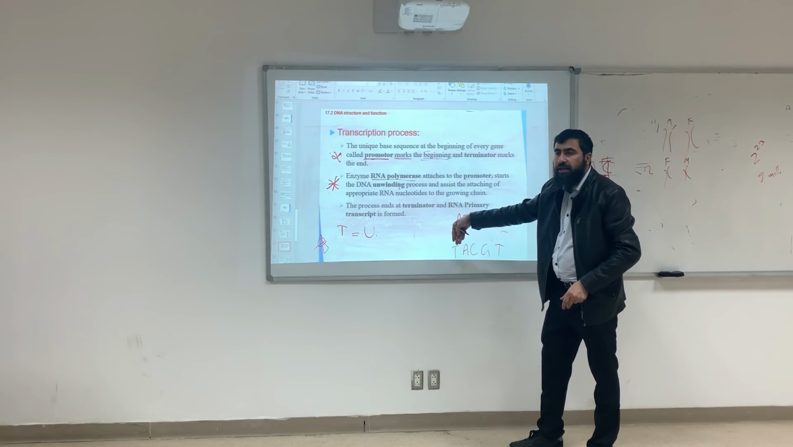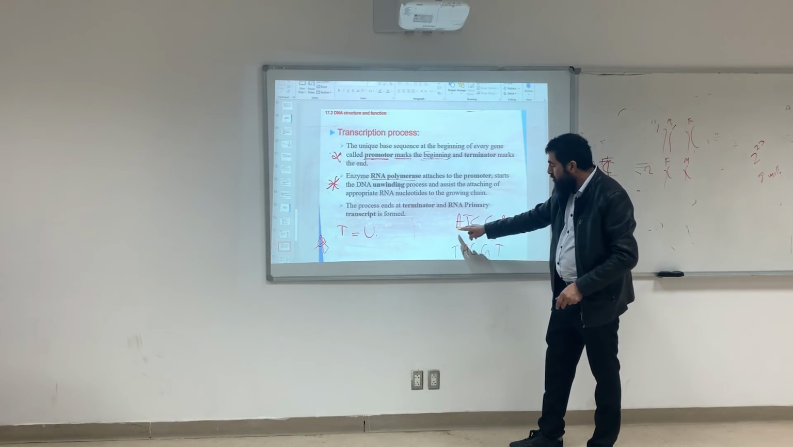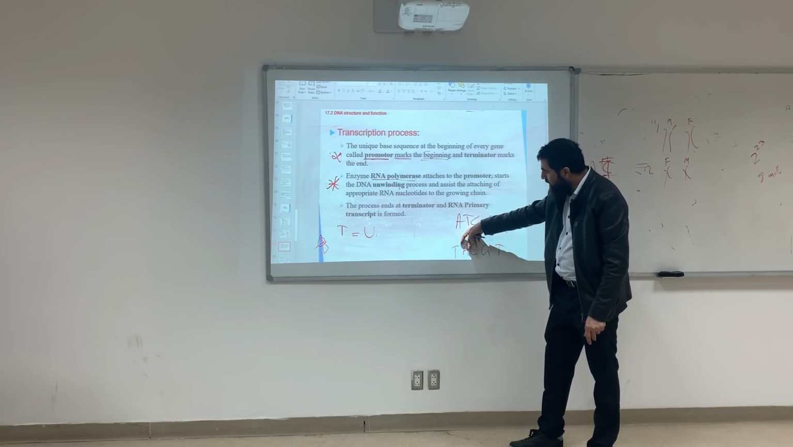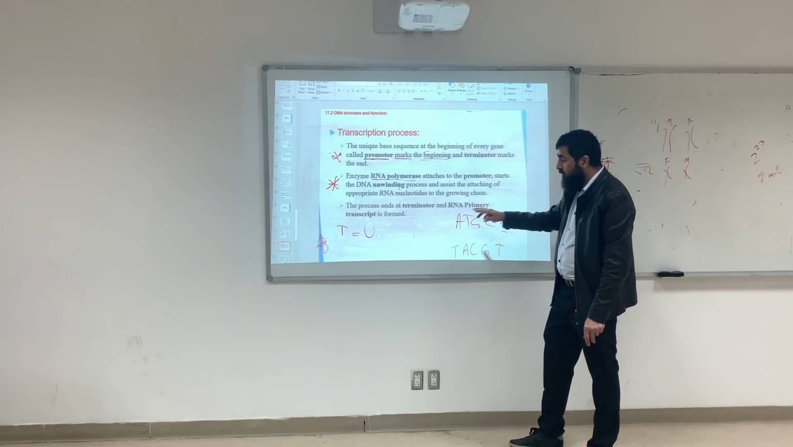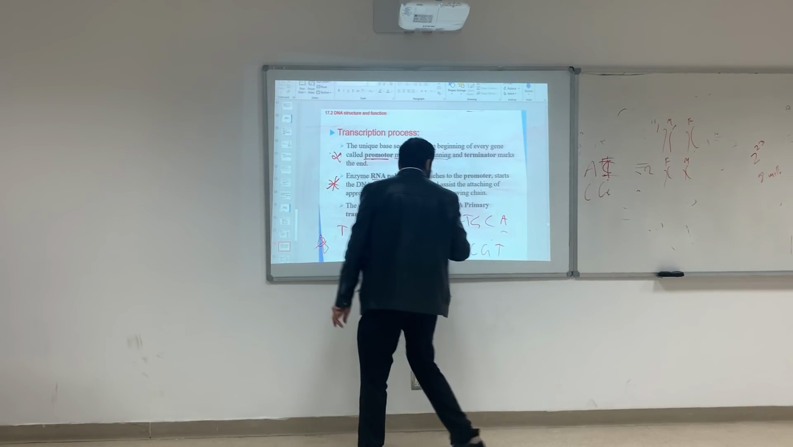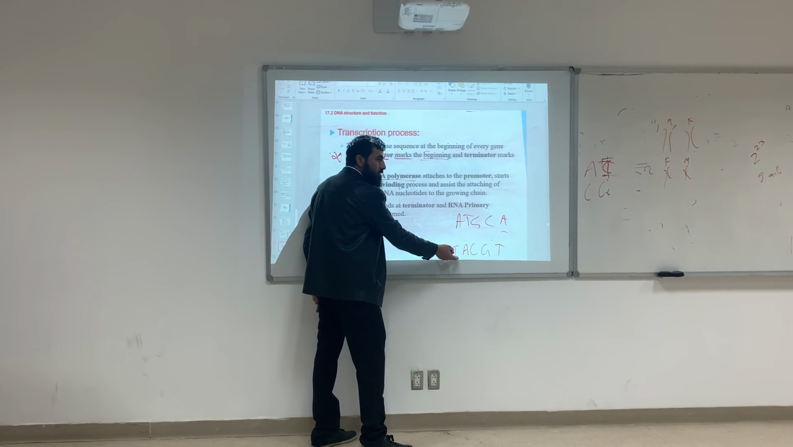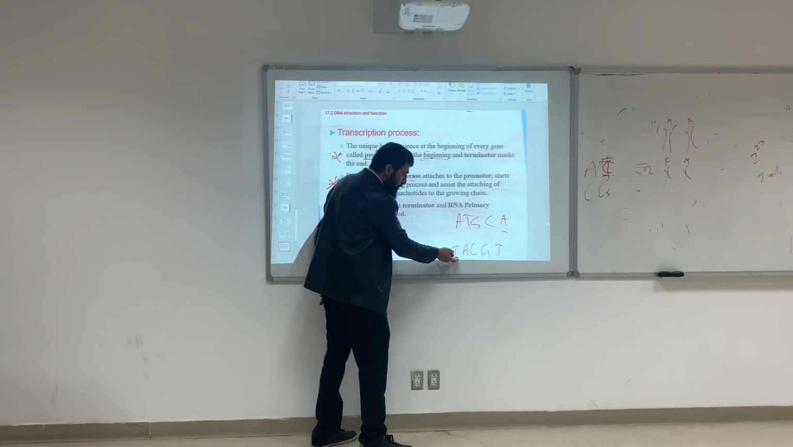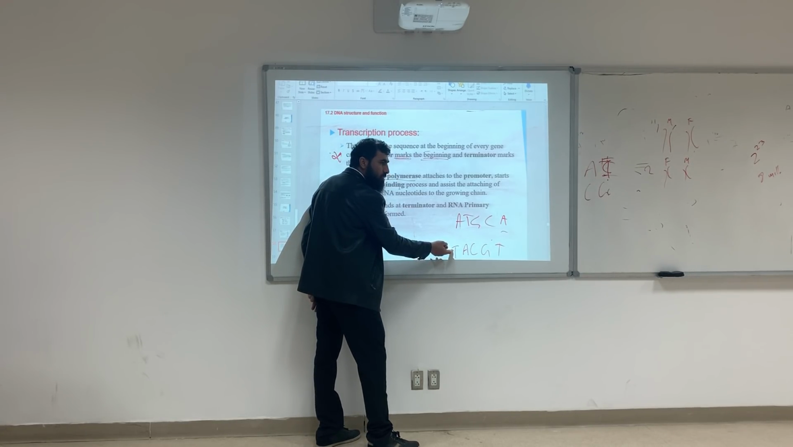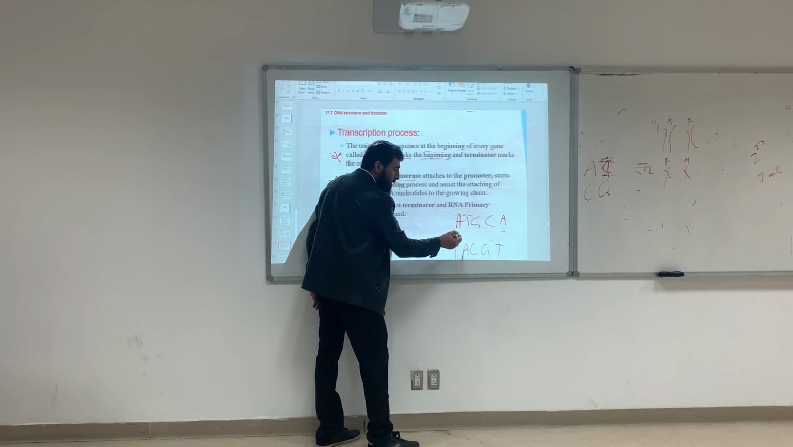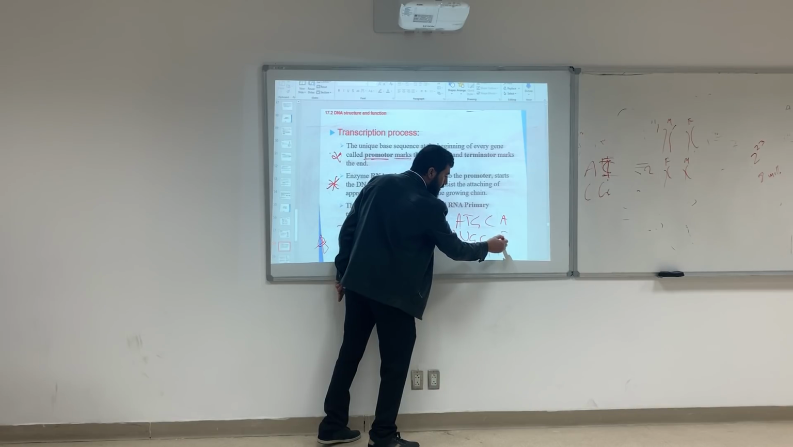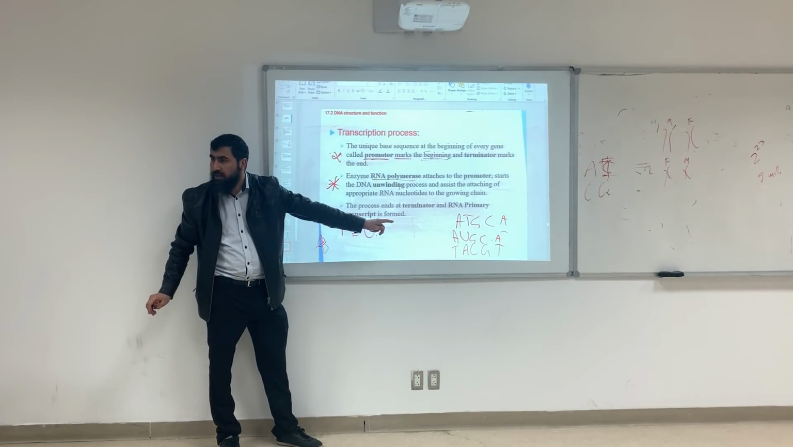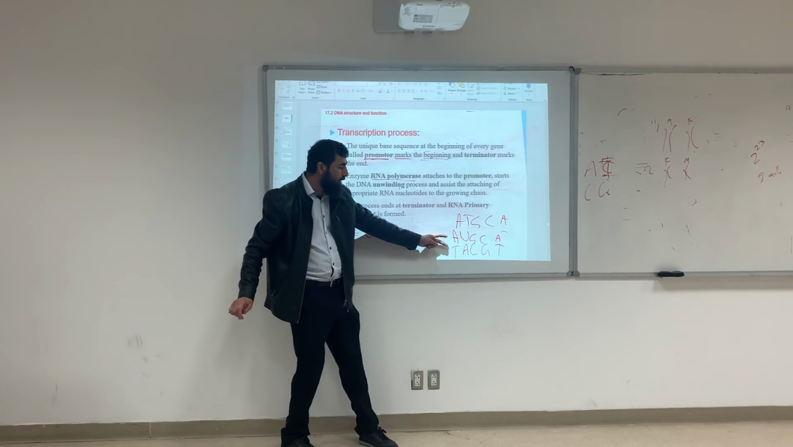Then it will start adding complementary base pairing, not to this strand, but to the other one, because this is the gene sequence. To make this sequence in RNA form, it has to use the other strand as a template. So what will it add when it finds a T? A. Oh, T, U. Everybody got that? Yes. The complementary base pair.